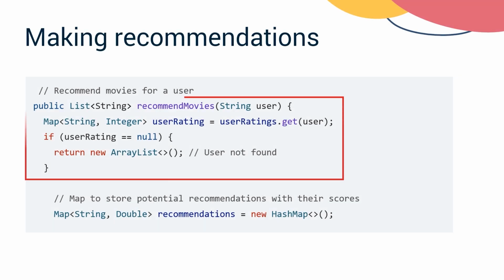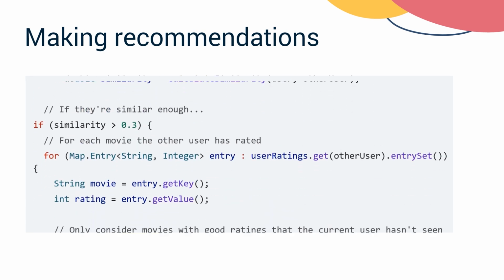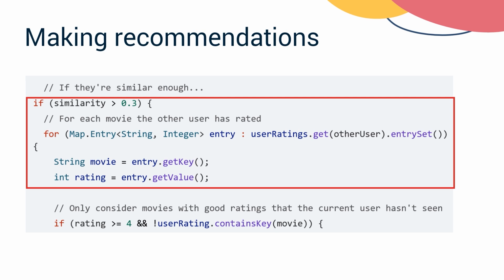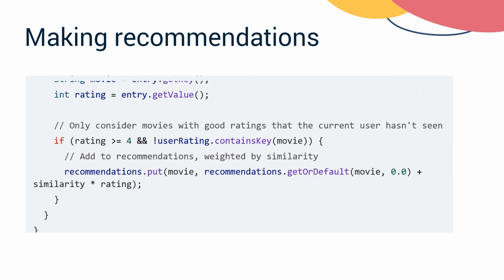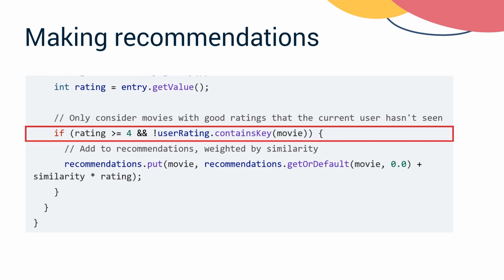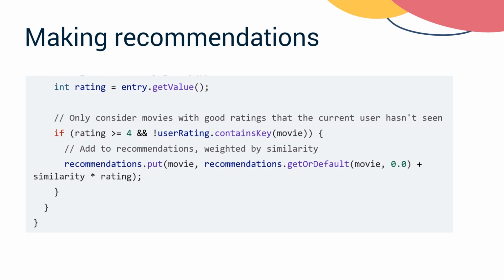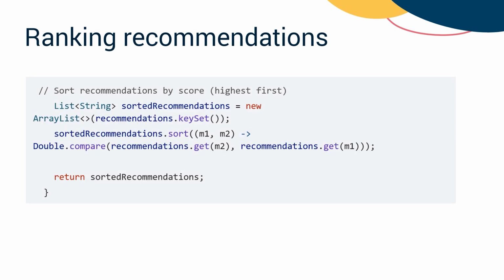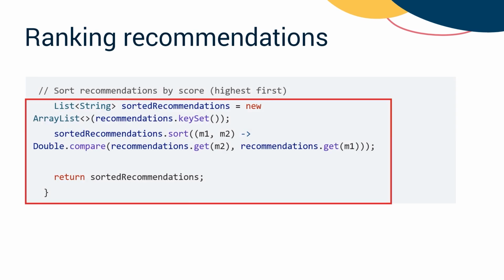Next, you will add the code to make recommendations. The recommendation algorithm does several things. It finds users with similar tastes, with a similarity number of more than 0.3. It also looks at movies that similar users enjoyed, with a rating of more than or equal to 4. Then, it recommends movies that the current user hasn't watched yet. Finally, recommendations are ranked by a score based on similarity and rating.